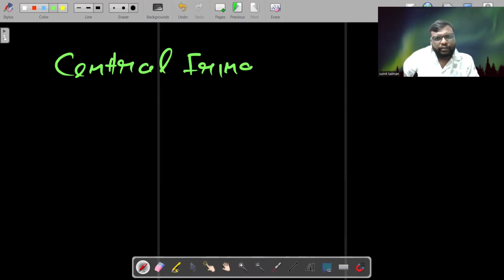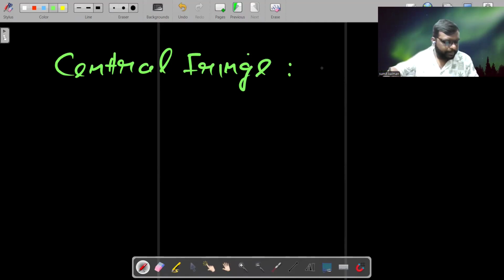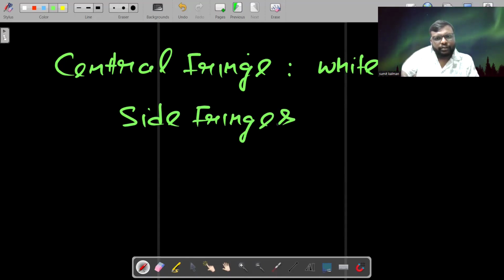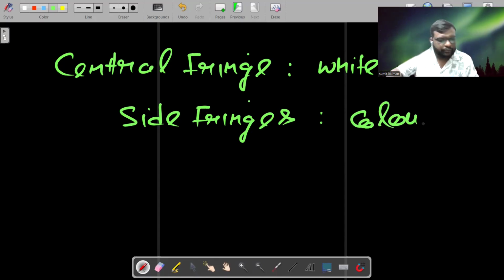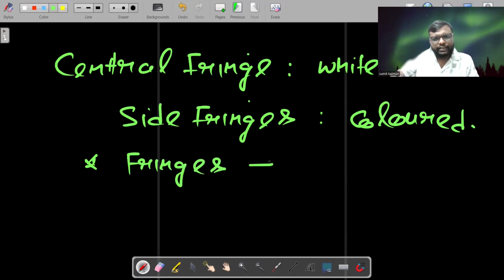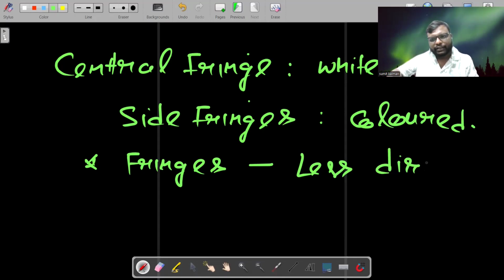The central fringe, students, will be white, pure white. And students, the side fringes will be colored, and the fringes become less distinct. So fringes will become less distinct.